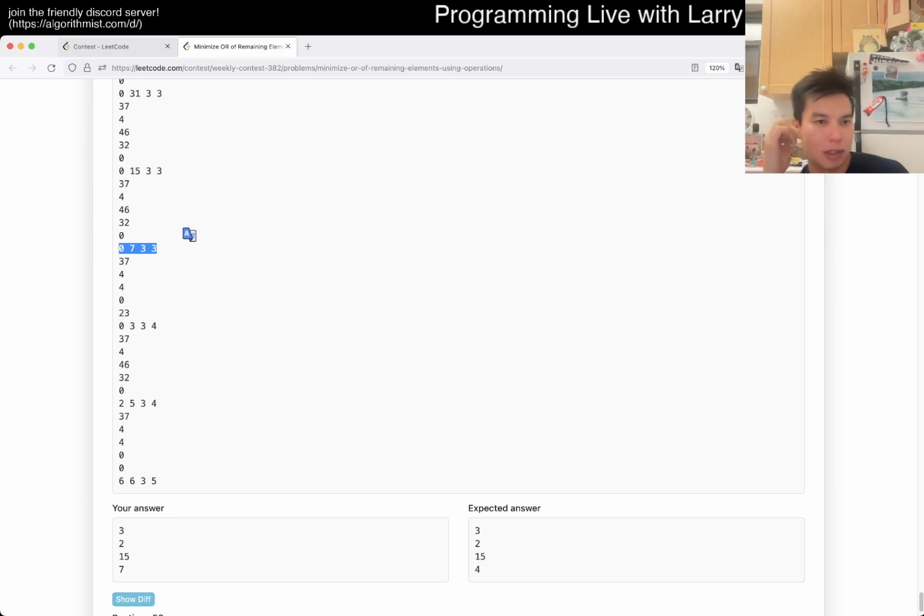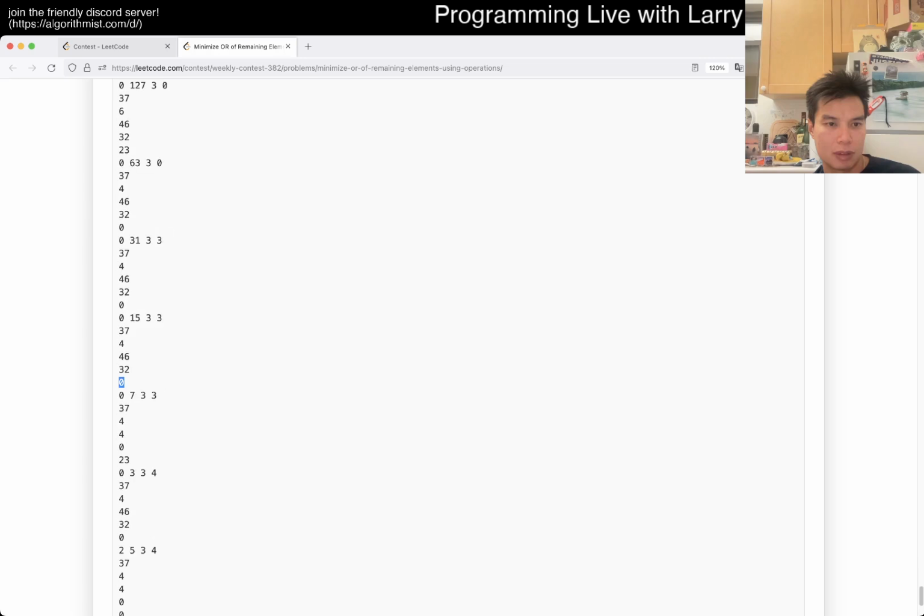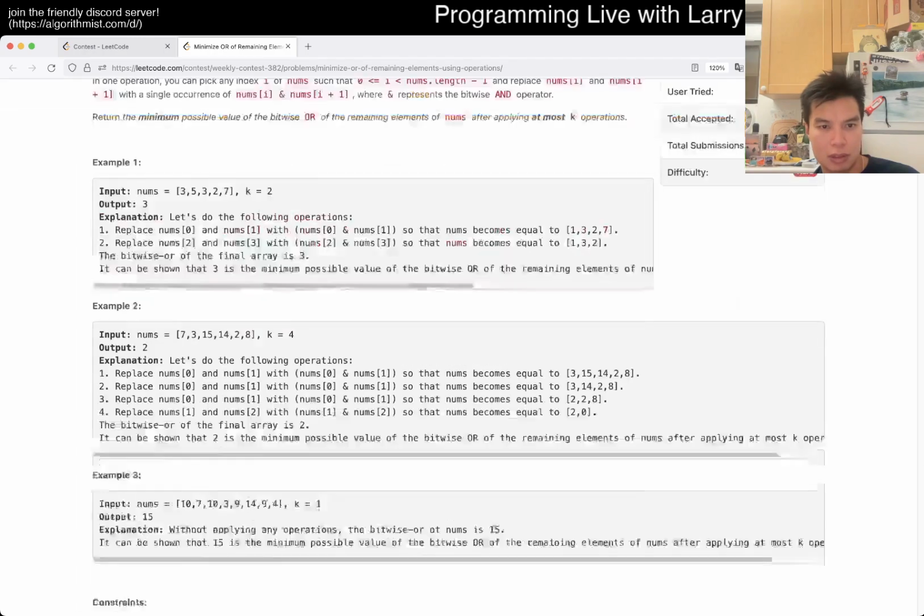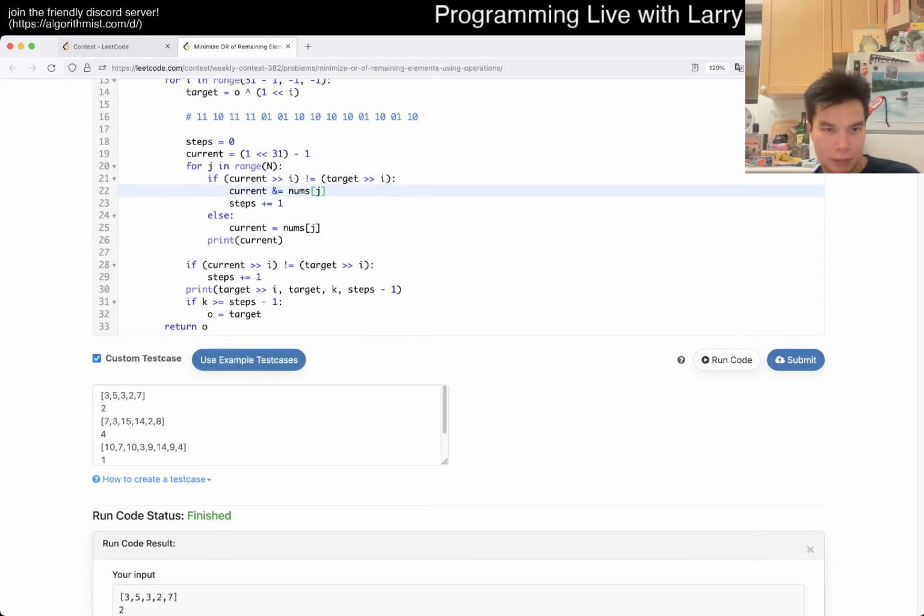Why is it only returning 3? Okay, so you start 37, get a step. 1, 2, 3, 4, and then it's 0. Why is it only putting 5 numbers? Is that right? There are only 5 numbers, that's why.